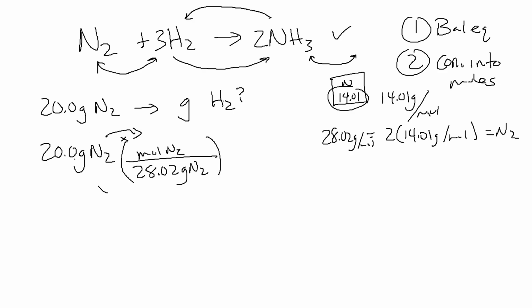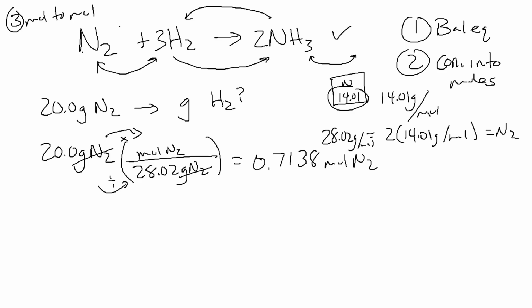Again, multiplying, then dividing. The grams are going to cancel, and we will end up with 20 divided by 28.02, 0.7138 moles of N2. Step number 3 is our mole to mole relationship. So going to the equation, that is this guy and this guy. That's step number 2 there.